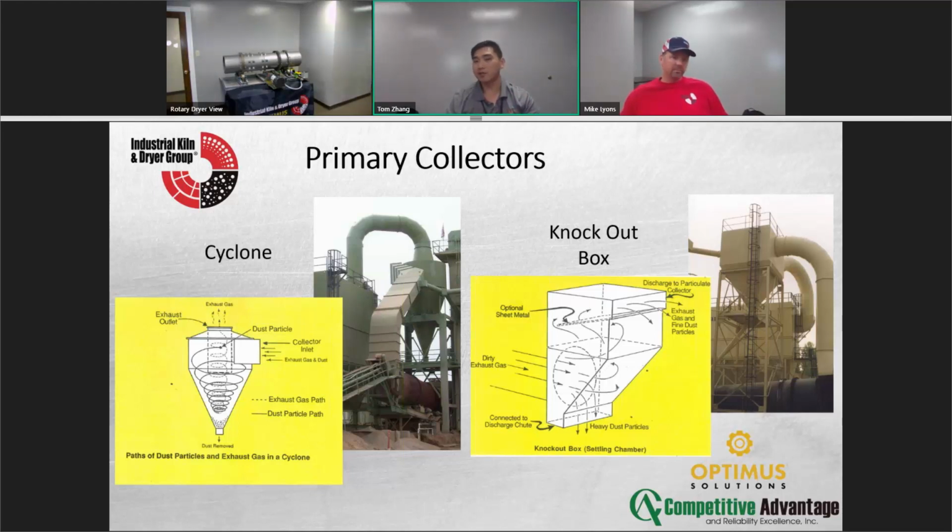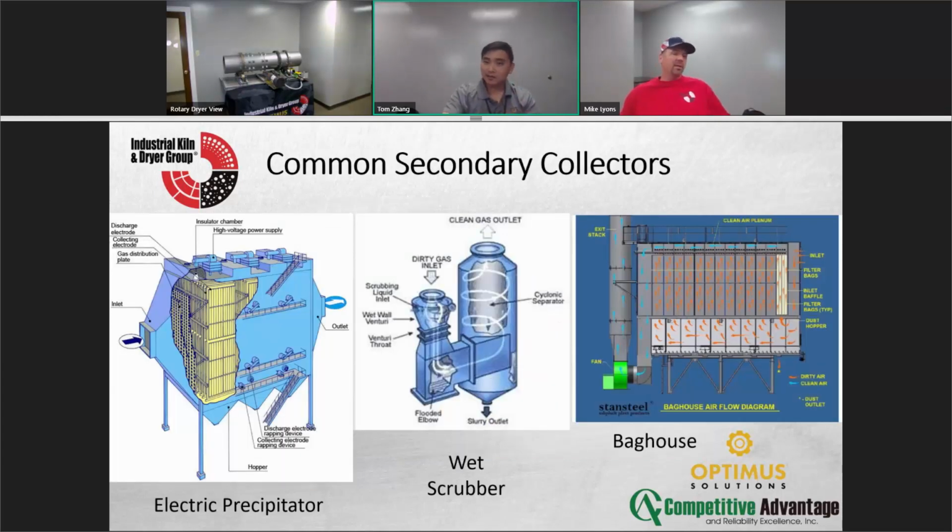Knockout box, similar mechanism. It's a giant flat plate, and the material hits it and falls. Or sometimes you'll even see angle iron used in that, like a grate. Both of these are very simple. They typically don't have moving parts. Just your simple design.